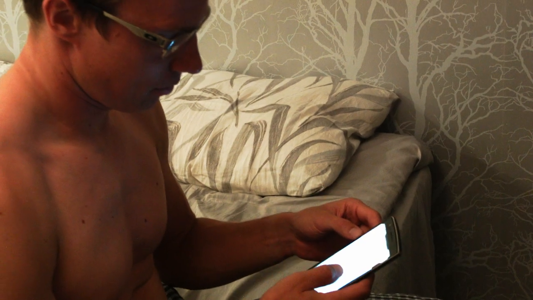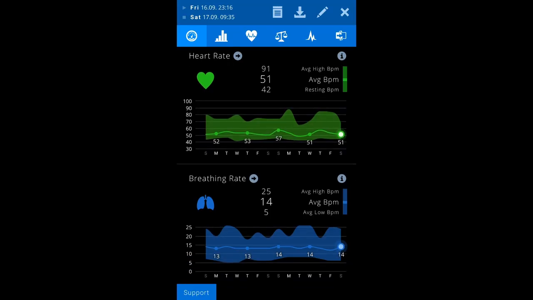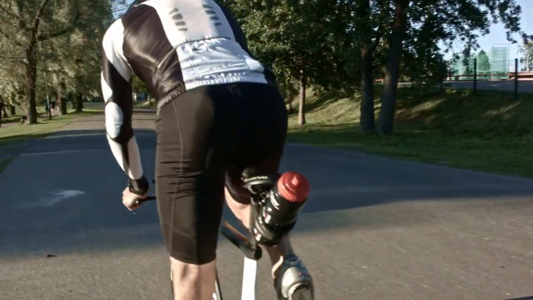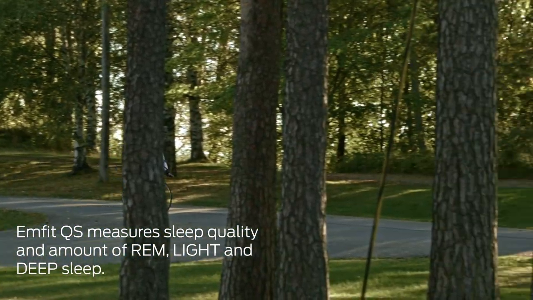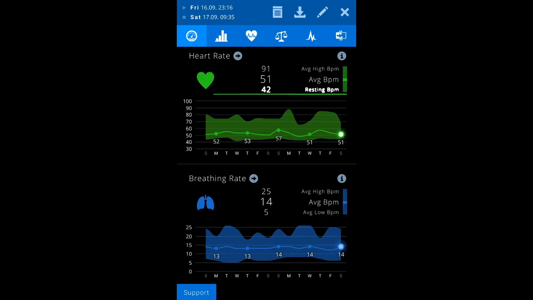First thing in the morning, I check my heart rate levels. If the whole night's average is above normal, I might be accumulating stress and I need to ease back a bit. Even more important to me, Emfit QS tells me my resting heart rate value. It's very sensitive to anomalies.